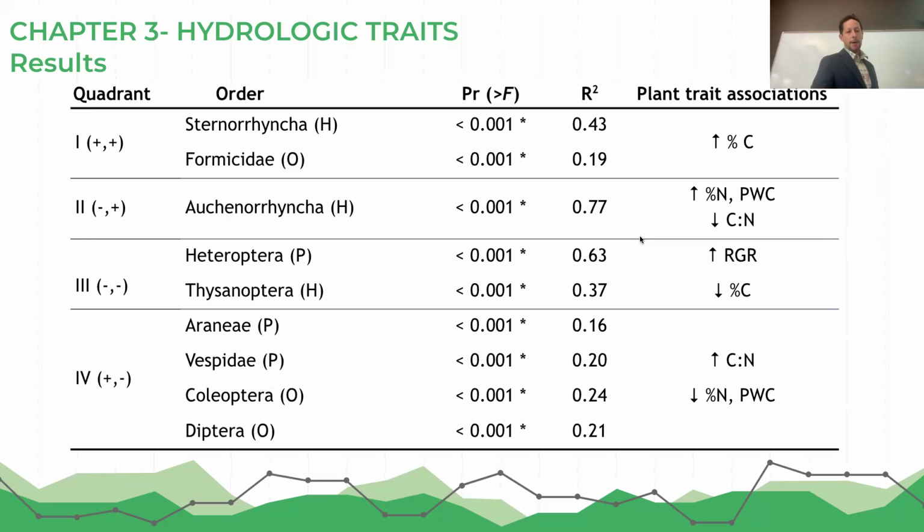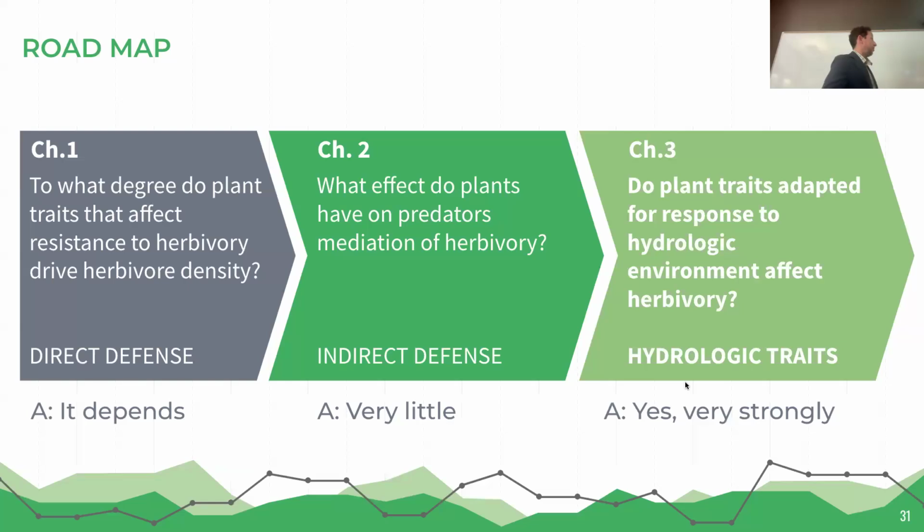After scratching our heads for a while and talking about it back and forth, we came up with a conclusion that yes, very strongly do these hydrologic traits seem to cause variation in both herbivore concentrations in plants as well as the entire arthropod community. So they're shaping this arthropod community in pretty fundamental ways, and they're doing it in much greater magnitude than traditionally studied defense traits, both direct and indirect defense traits.